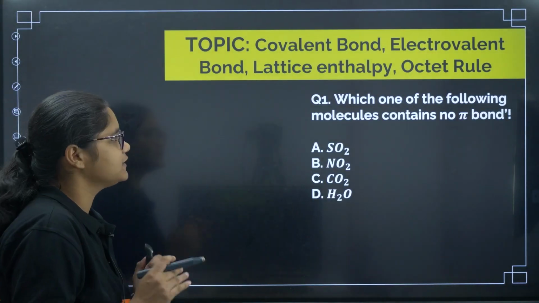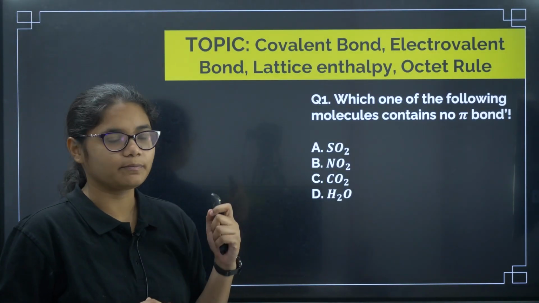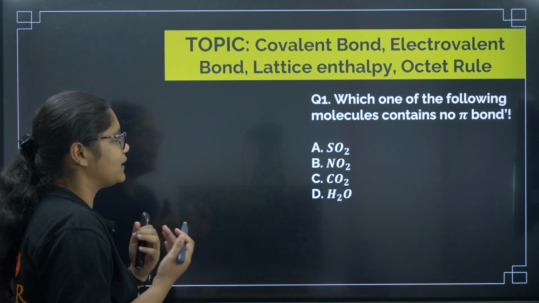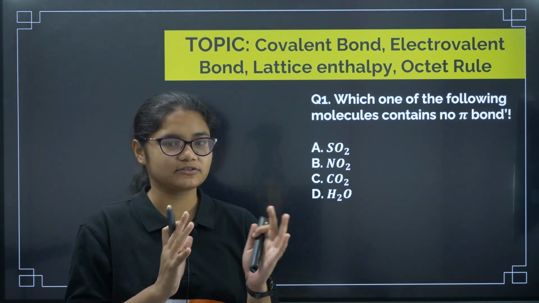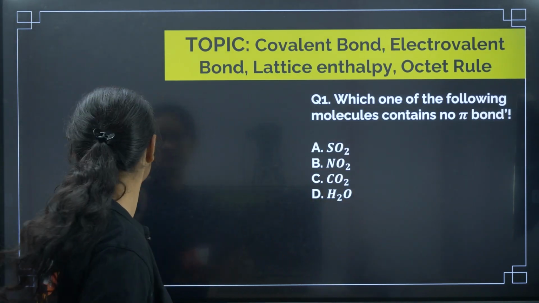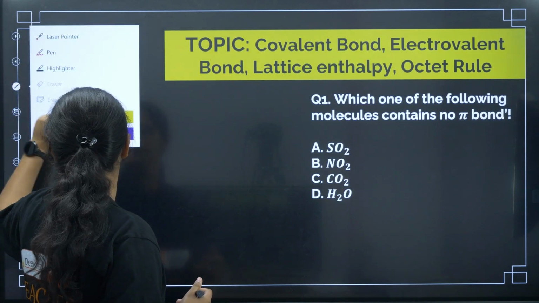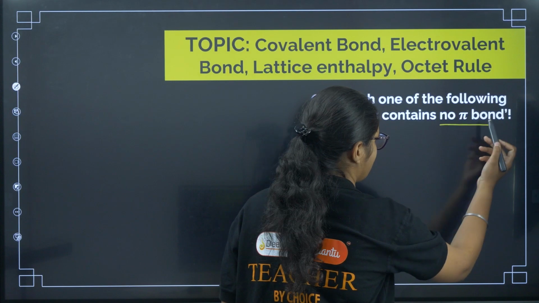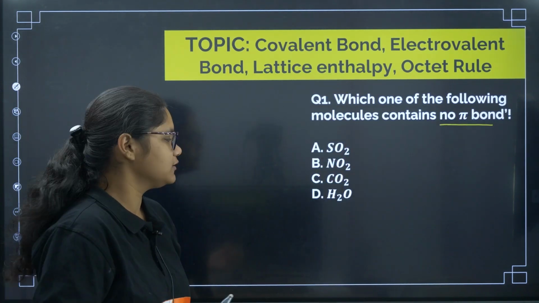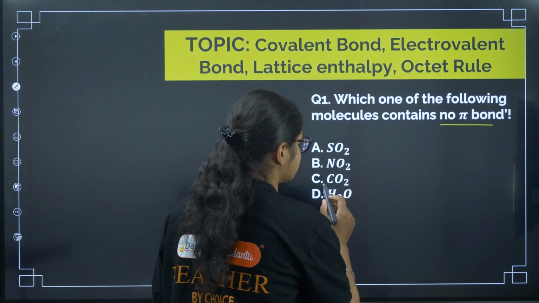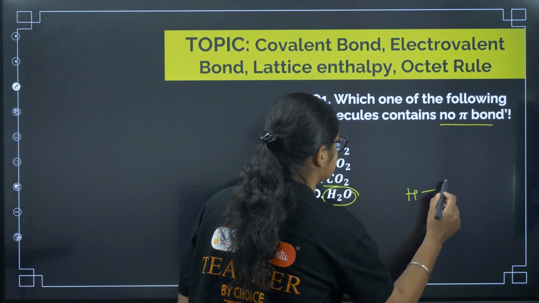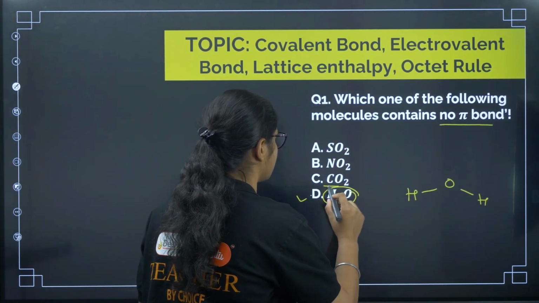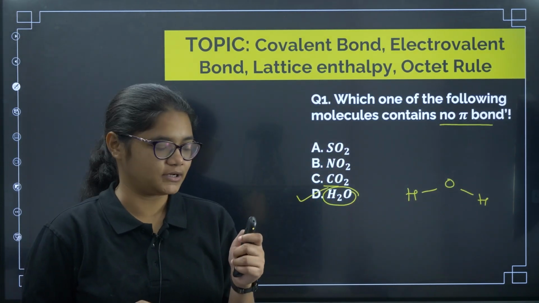The first few questions are on the topic covalent bond, electrovalent bond, lattice enthalpy, octet rule. Based on these topics, we have taken some questions here. The first question is, which one of the following molecules contains no pi bond? This is a very easy question. You know the structure of SO2, NO2, CO2, H2O. Structure is like this. It has no pi bond. So the correct answer for this question is option number D.